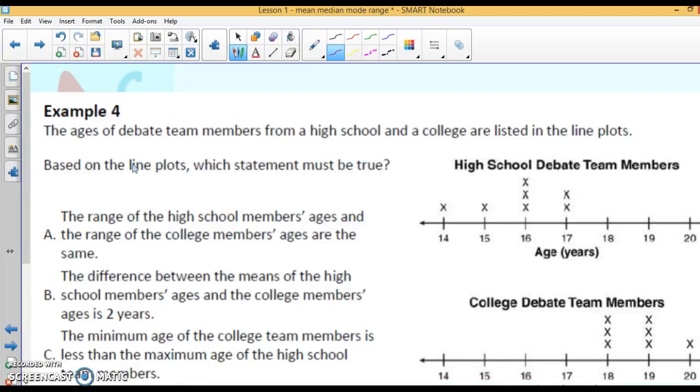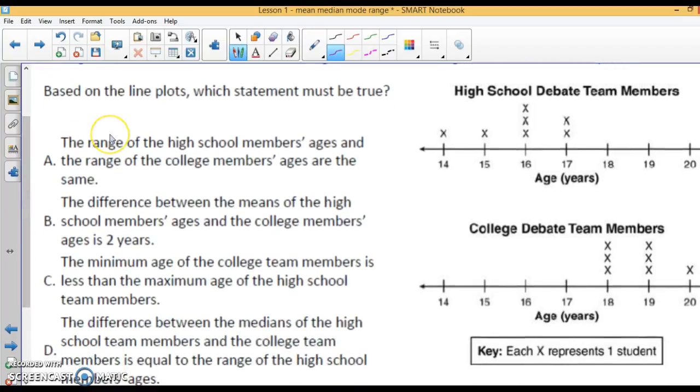All right, example 4. The ages of debate team members of a high school and college are listed in the line plots. Based on the line plots, which statement must be true? It says the range of the high school members' ages and the range of the college are the same. Well, let's figure out what the range is. Range is high minus low. So if I take a look at this line plot, the oldest kid on this team is 17. The youngest is 14. So 17 minus 14 is 3. The range there is 3.